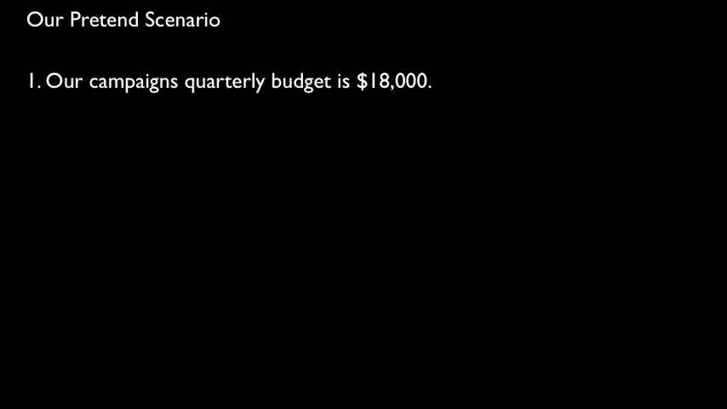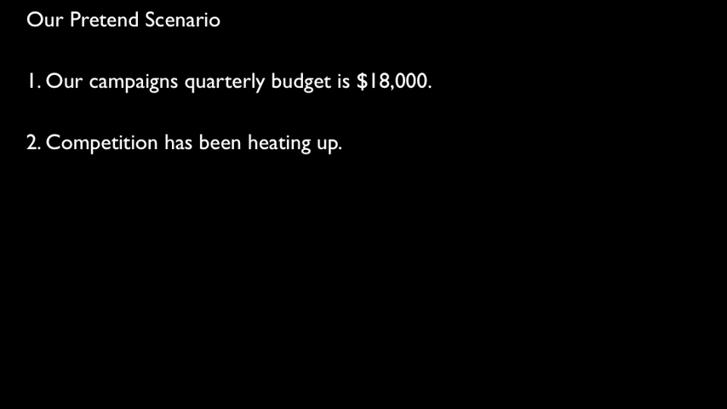We should pretend a few things so that we not only learn to create a budget tracker in this tutorial, but also have a worthwhile scenario that you can learn from that's going to add to your understanding of why maintaining a budget tracker is so valuable. Here's what we'll pretend. Number 1. Our campaign's quarterly budget is $18,000. Last quarter it was $18,000, and again in Q2 it's $18,000.